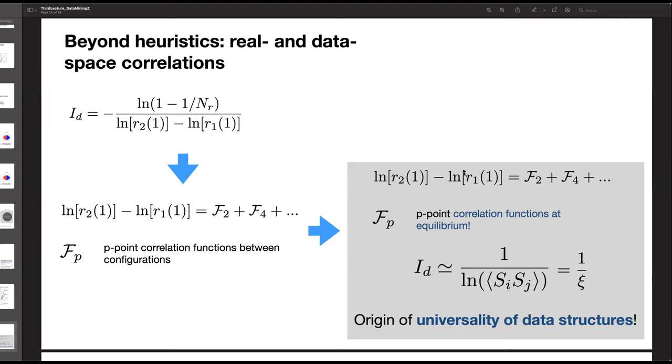What is most important here is that this predicts universality, because it implies that the data structure is governed close to criticality by the same critical exponents that govern the behavior of the correlation length, and indeed, nu.